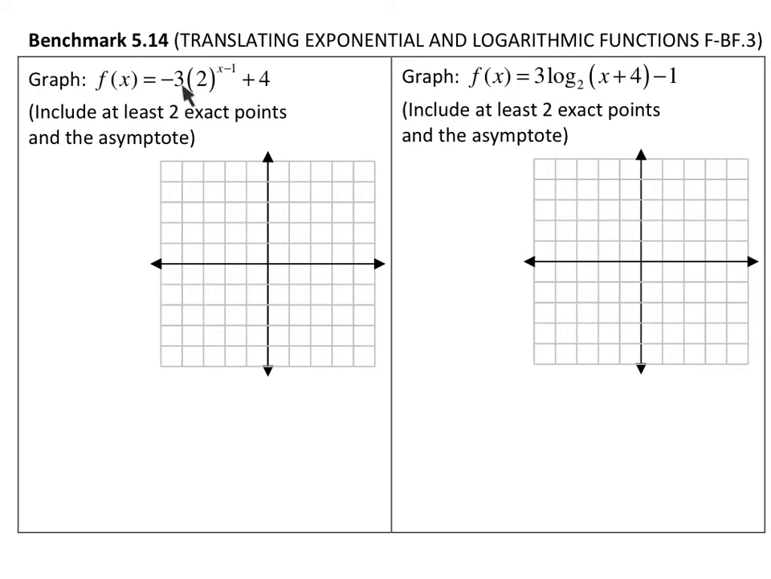So when we want to graph this, we need at least 2 points. I want at least 2 points and the asymptote to help me graph it. Now, to graph it, I want to think about what x values would make clean, nice outputs. And I also want to think about what the asymptote is, which makes a big, big difference.